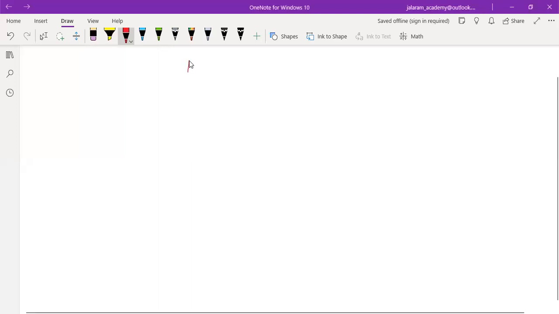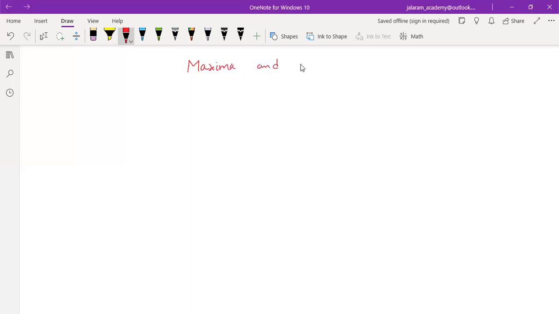Today we start maxima and minima in application of derivatives.